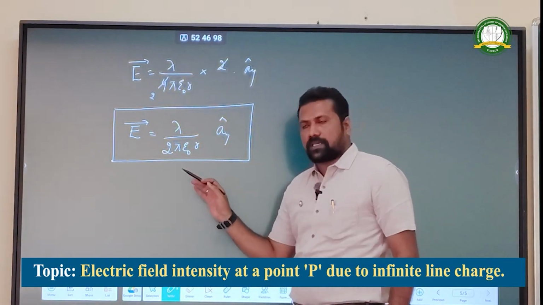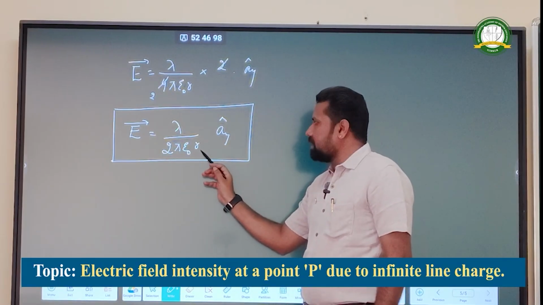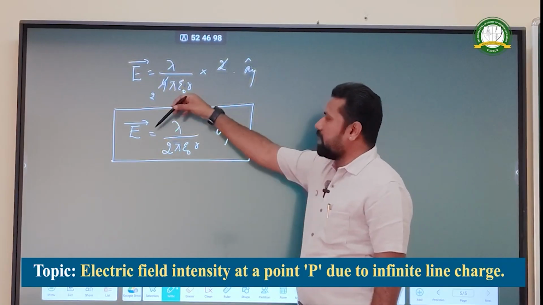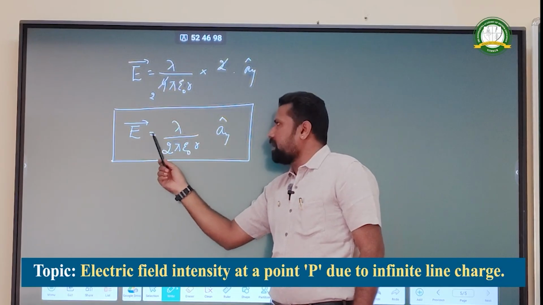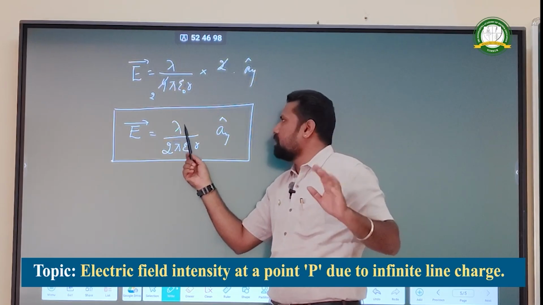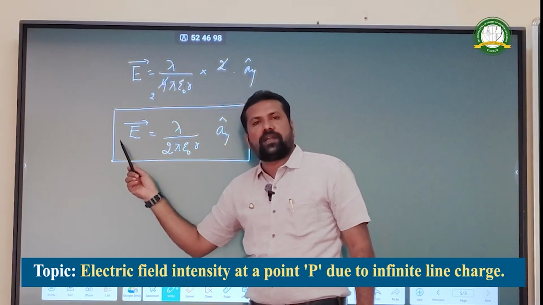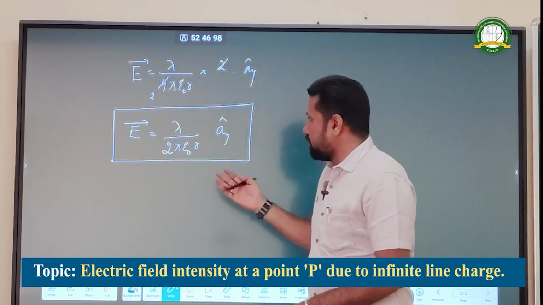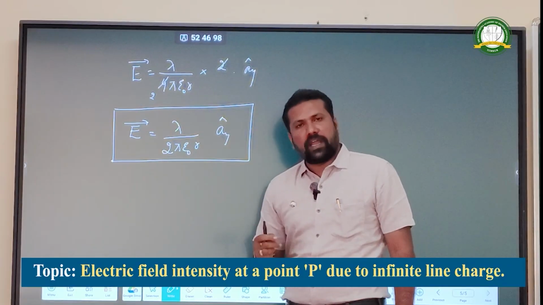This equation represents that the electric field intensity is inversely proportional to the distance r. So if the distance decreases, then the electric field increases. Again, this electric field intensity is directly proportional to the density of the line charge. Lambda represents the line charge density. So if the density of the line charge increases, again the electric field increases. So by applying Coulomb's law, here we have found the electric field intensity at a point P due to an infinite line charge.